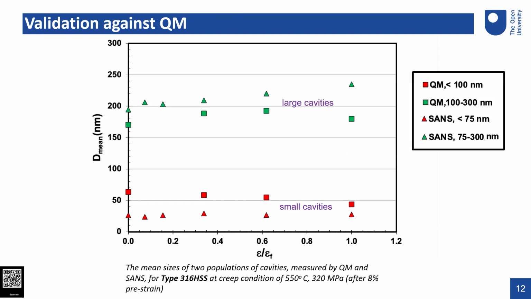This shows the quantitative metallography data and SANS together, measuring the mean size versus the strain to failure. And as you can see, the difference between the two techniques is pretty consistent. You can see smaller cavities around 25-40 nanometers, and larger cavities in both techniques around 100 nanometers. So there is good agreement for this material. So I hope you agree with that.